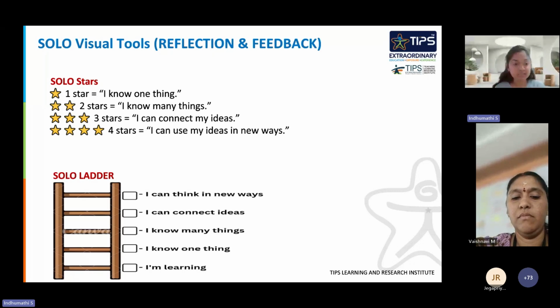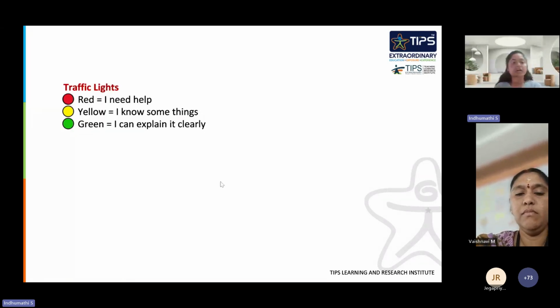And this is the traffic lights. This works well for the pre-KG, KG1 children. Red: I need help, so we can ask them to color in red. I know some things, they can color it using yellow, and I can explain it clearly.